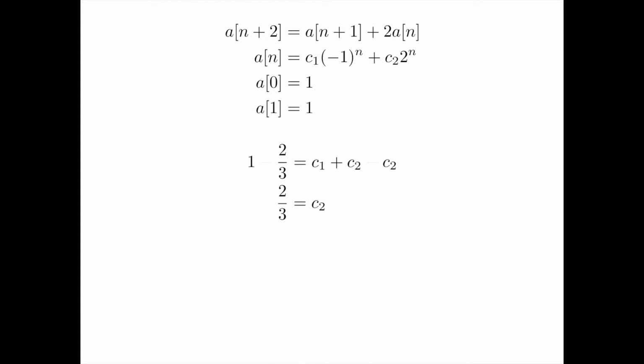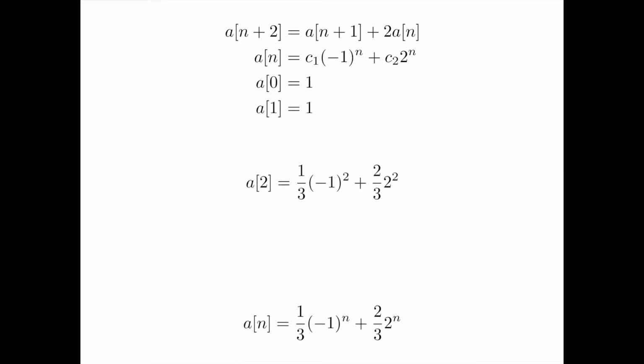We can subtract the second line from the first line, and then again subtract, and we end up with c1 equal to 1/3. This means that the specific solution for these particular initial conditions is a of n equal to 1/3 times minus 1 to the n plus 2/3 times 2 to the n. If we plug back in values for n, we get the exact same values that we calculated at the beginning. So a of 2 is equal to 1/3 times minus 1 squared plus 2/3 times 2 squared, which is 1/3 plus 8/3, which is 3.